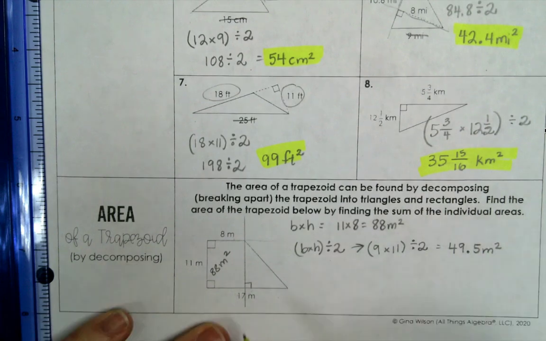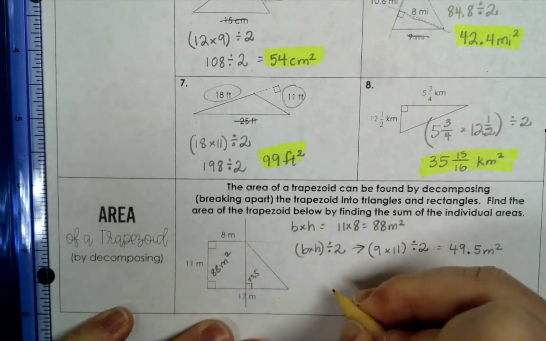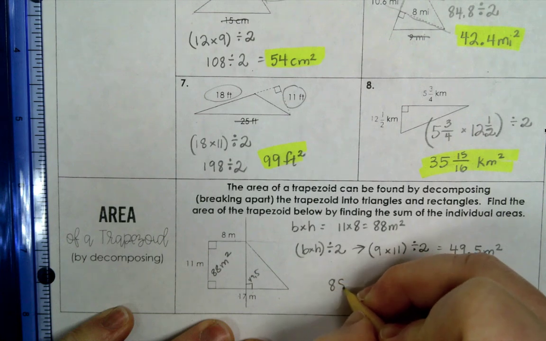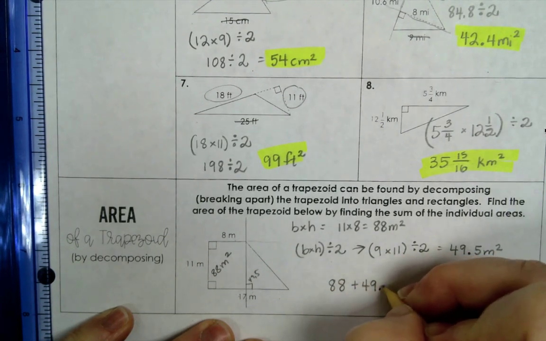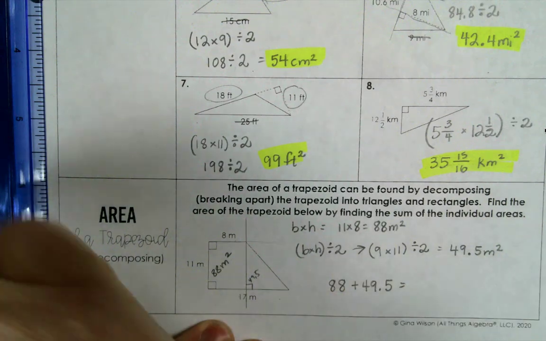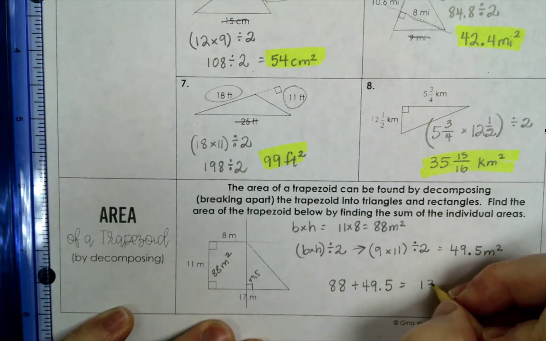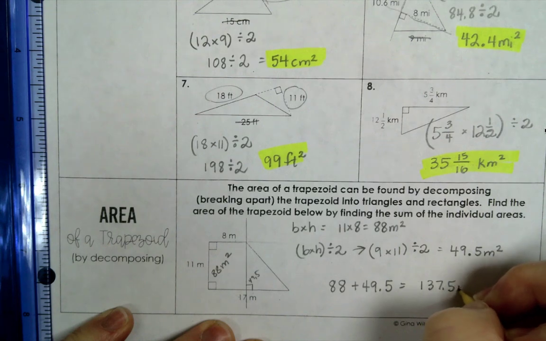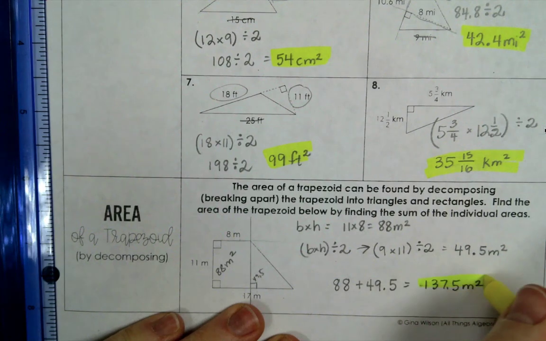So I'm going to put these together. I need to add them together. So 88 plus 49.5 equals 137.5 meters squared. Yeah, that's what this is going to look like with the other ones too.